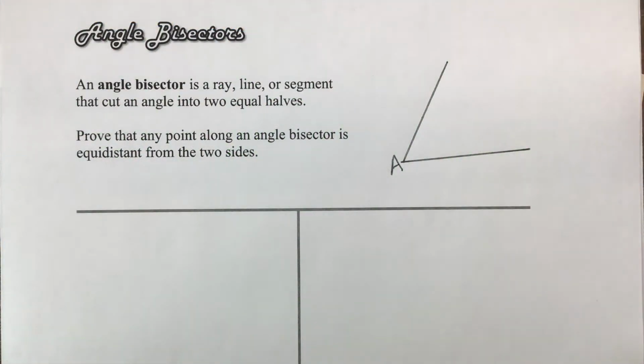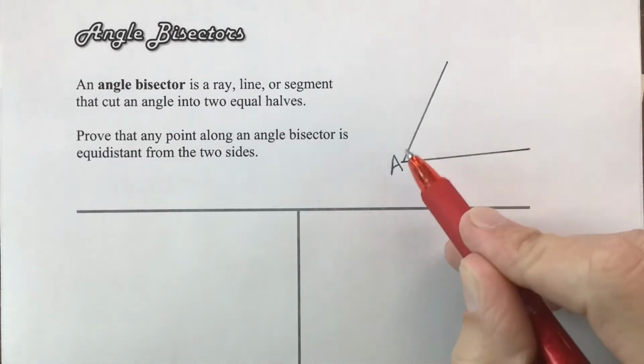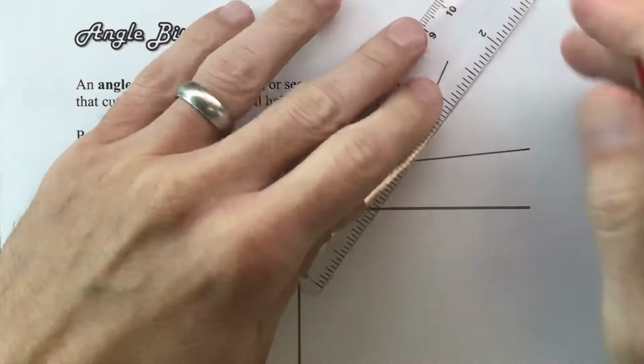Angle bisectors. Like with perpendicular bisectors, what we will be doing is looking at this within a triangle, but before we do that, we are just going to define it. An angle bisector is a ray, line, or segment that cuts an angle into two equal halves. For example, I have over here angle A, which is just any random angle. The angle bisector is going to break that in half, which would roughly look like this.